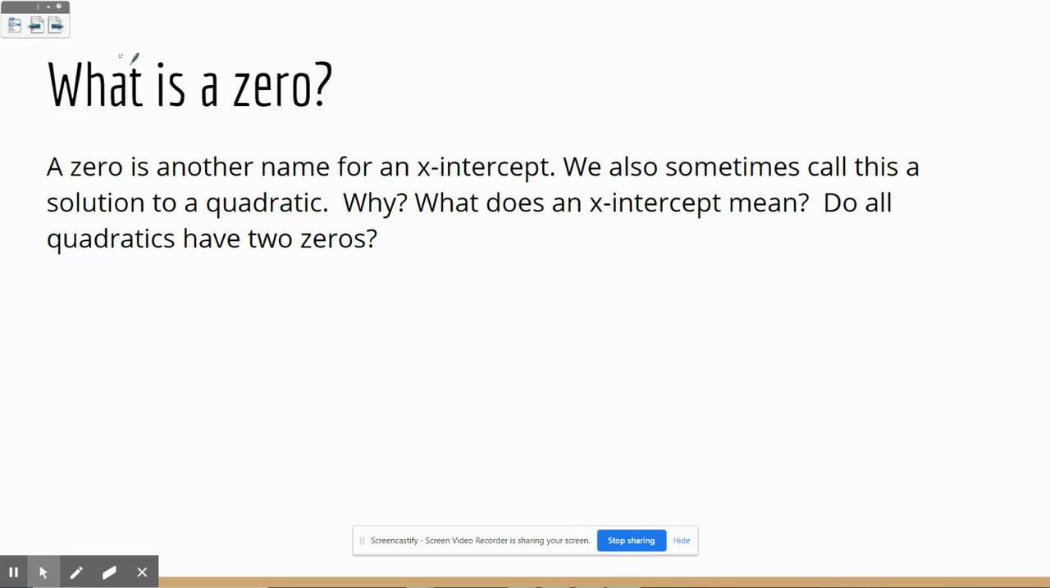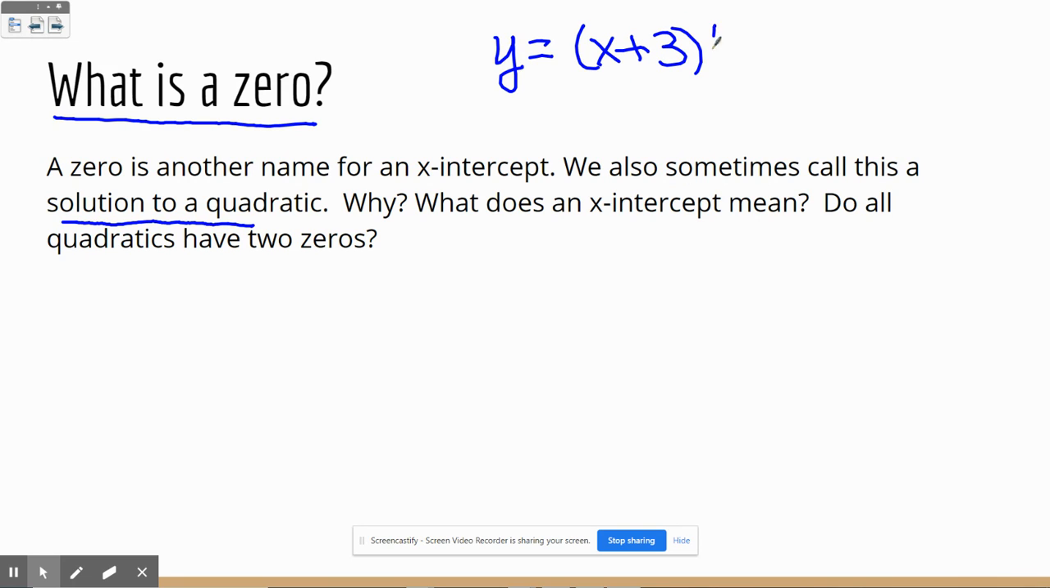Okay, so what is a 0? In math, we have all these vocab words, and sometimes we call things different. So a 0 is another name for an x-intercept, but sometimes we just call it a solution. So why would we call it a solution? Well, I just kind of talked to you about that. If I have x plus 3, was it x plus 3? I don't remember, but let's pretend it was. x plus 3, x minus 4.